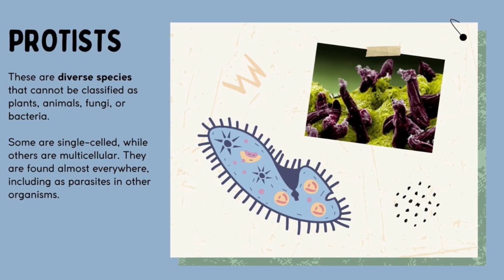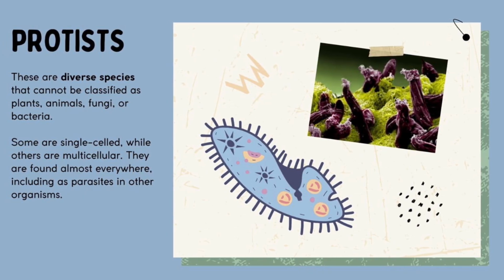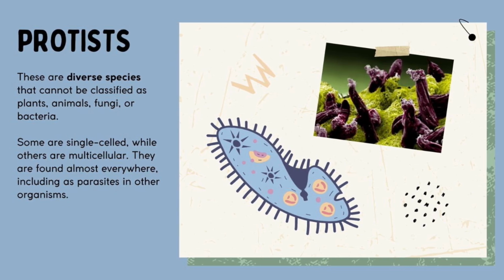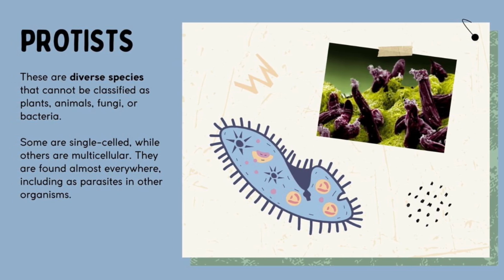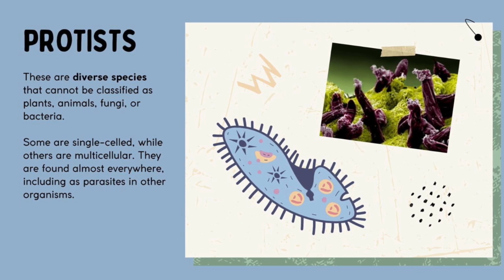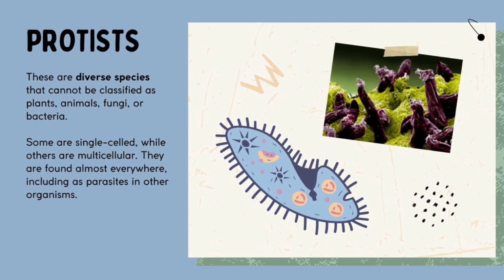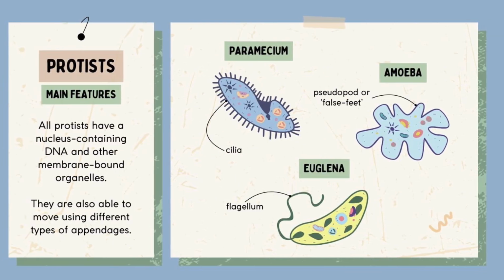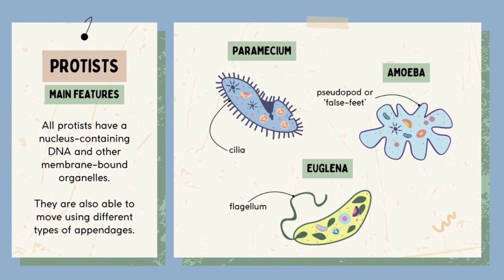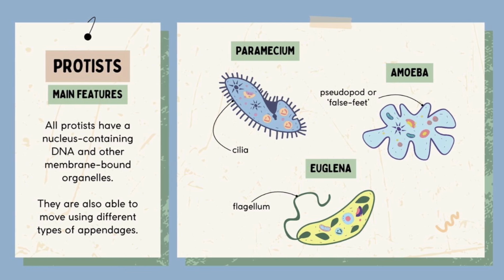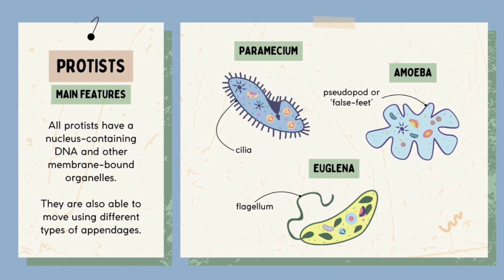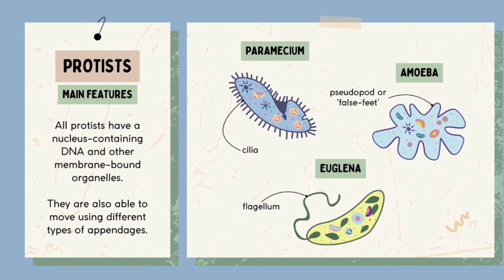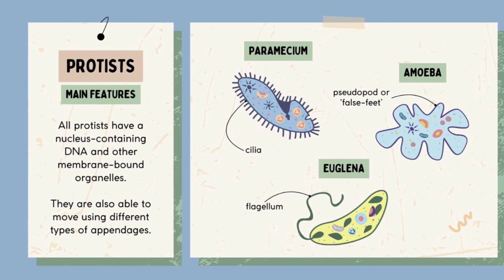Protists. These are diverse species that cannot be classified as plants, animals, fungi, or bacteria. Some are single-celled while others are multicellular. They are found almost everywhere, including as parasites in other organisms. Protists' main features: all protists have a nucleus containing DNA and other membrane-bound organelles. They are also able to move using different types of appendages.